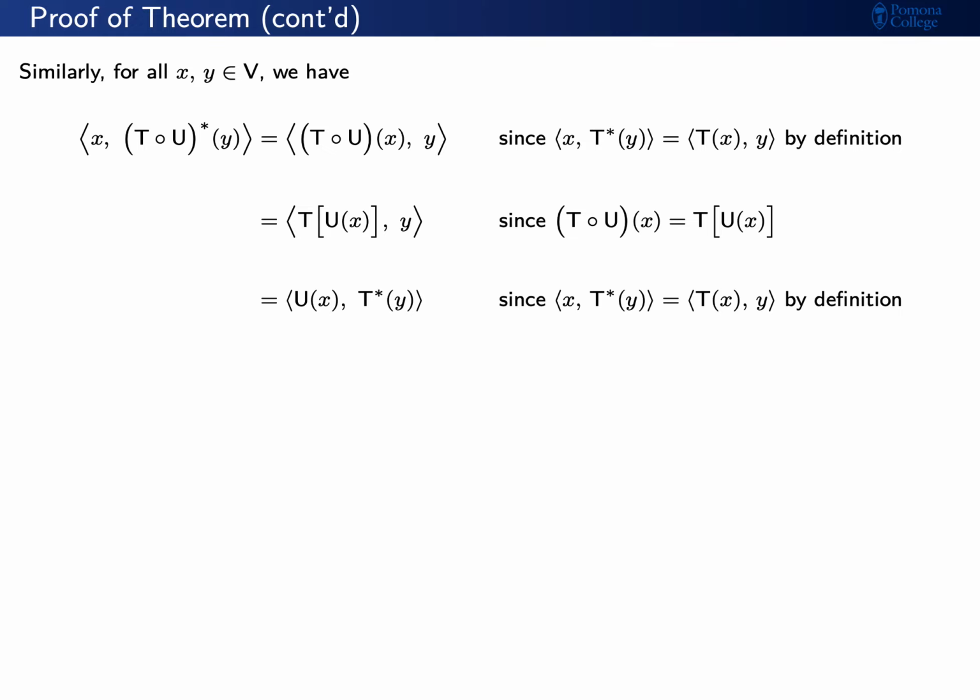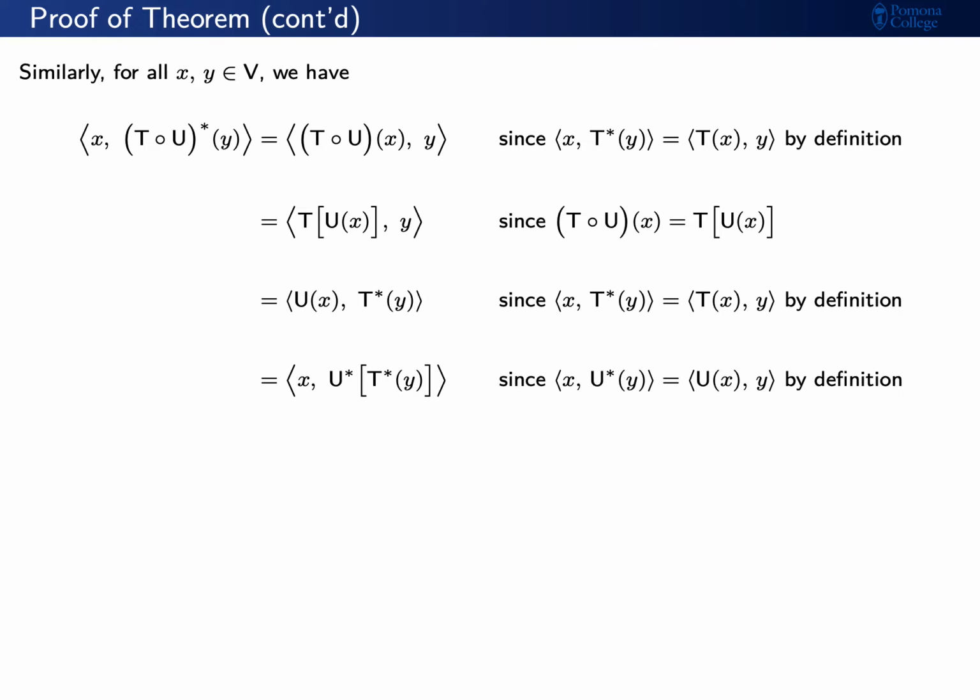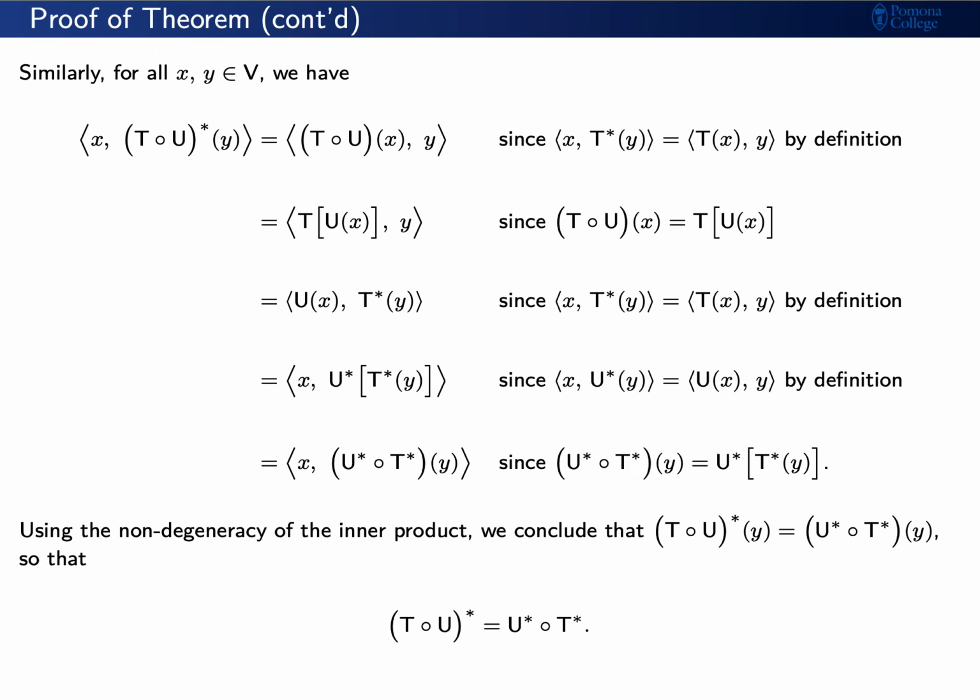We can slide T over to the right by looking at the adjoint, and then slide U over to the right by looking at the adjoint. Now on the right, we realize that this is just the composition of U adjoint and T adjoint. So putting all of this together, we do see that the adjoint of T circle U is the adjoint of U with the adjoint of T.